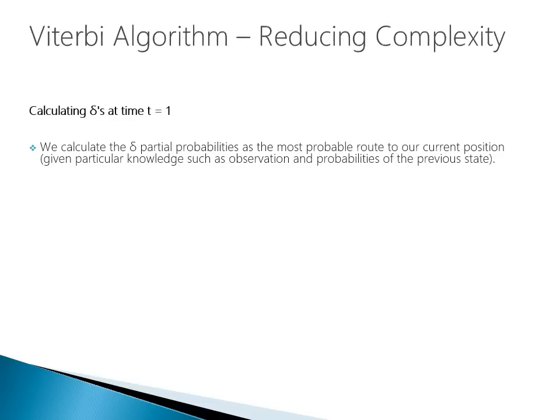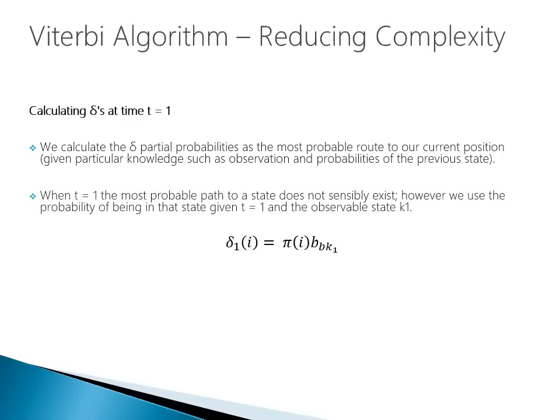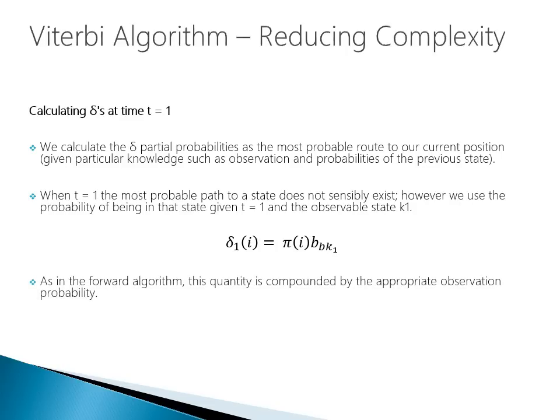So when we're calculating deltas at time t equals 1, we calculate the delta partial probabilities as the most probable route to our current position, given particular knowledge such as observation probabilities of the previous state. When t equals 1, the most probable path to a state does not sensibly exist. However, we use the probability of being in that state given t equals 1 and the observable state k1. As in the forward algorithm, this quantity is compounded by the appropriate observation probability.